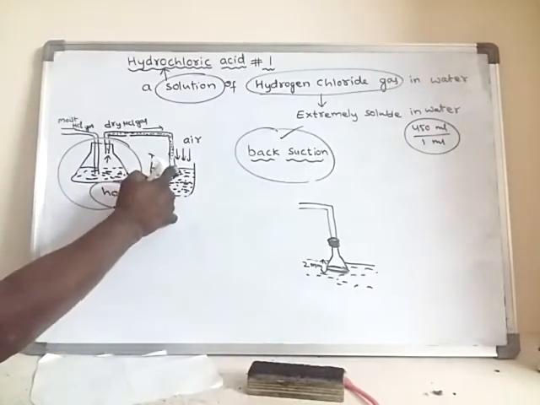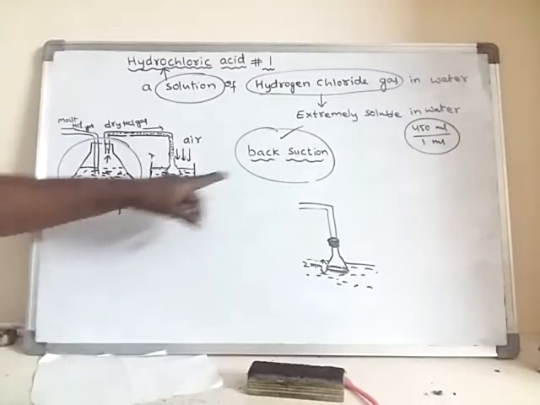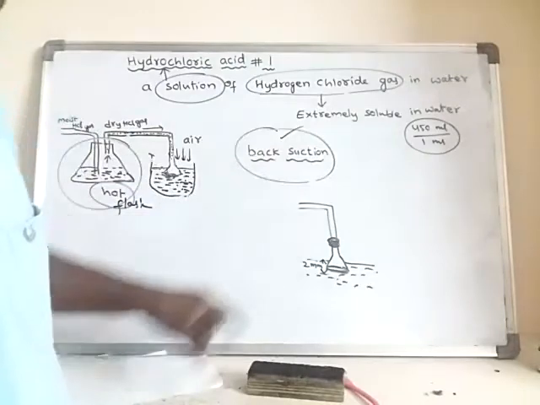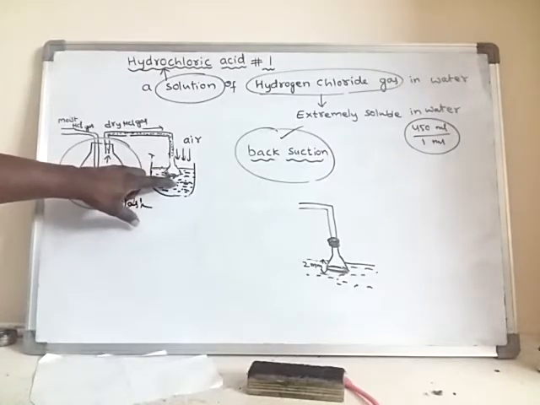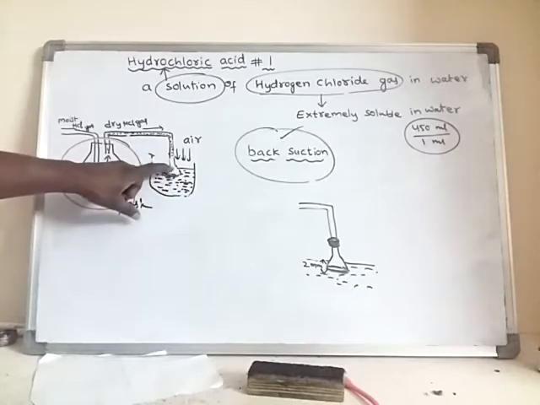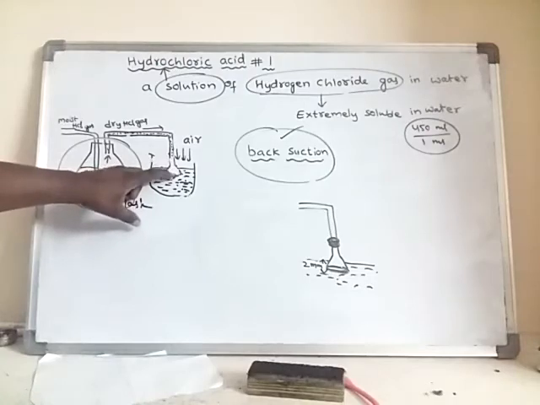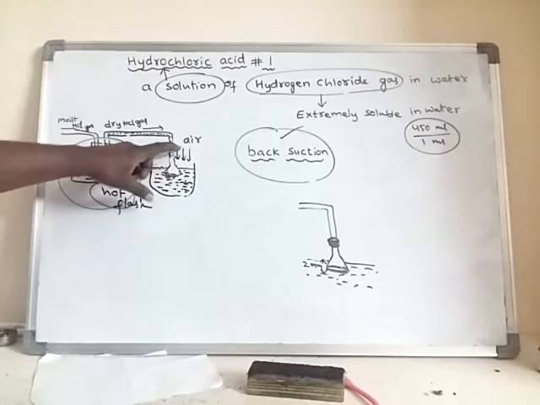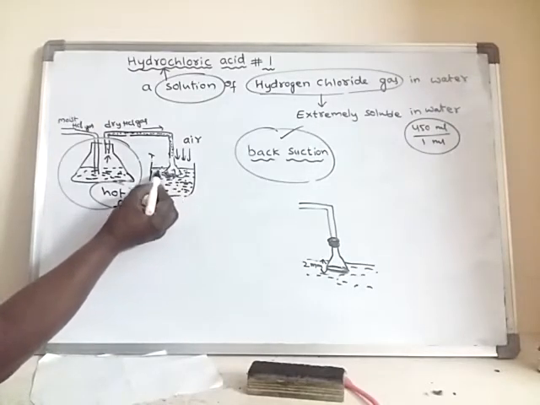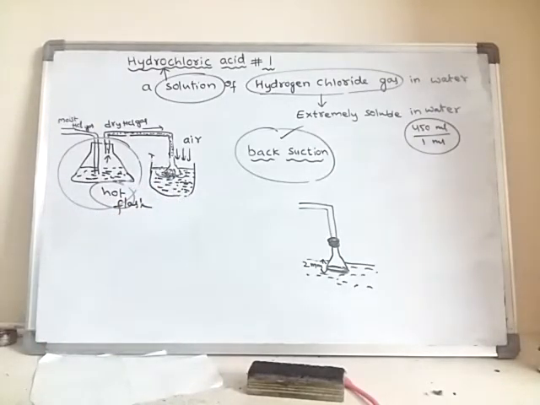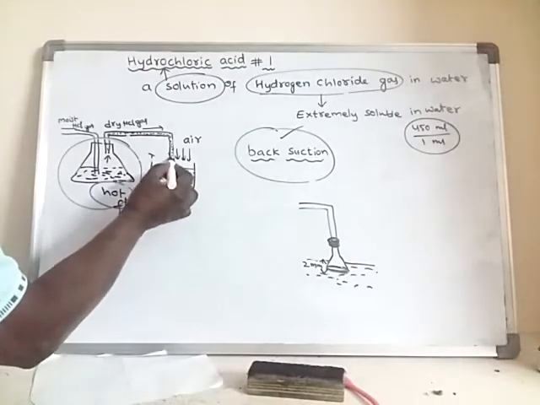Low pressure is created again because of the extremely soluble nature of hydrogen chloride gas in water. The hydrogen chloride gas present in this place will dissolve quickly in the water. Due to this, vacuum, or empty space, is created. That means low pressure is created here. Again due to compensation, the air will exert pressure. So the water will rise and run into the flask.